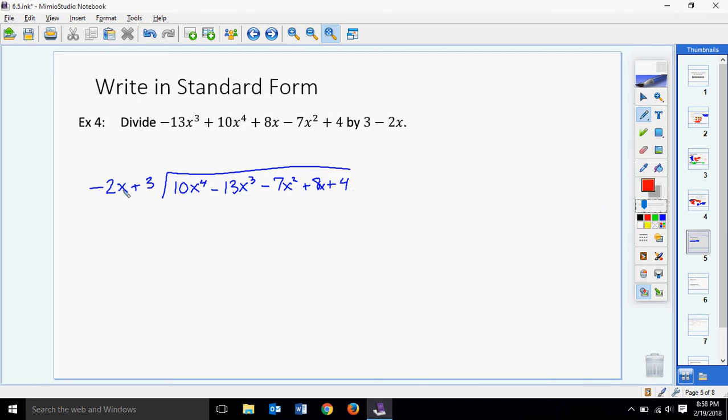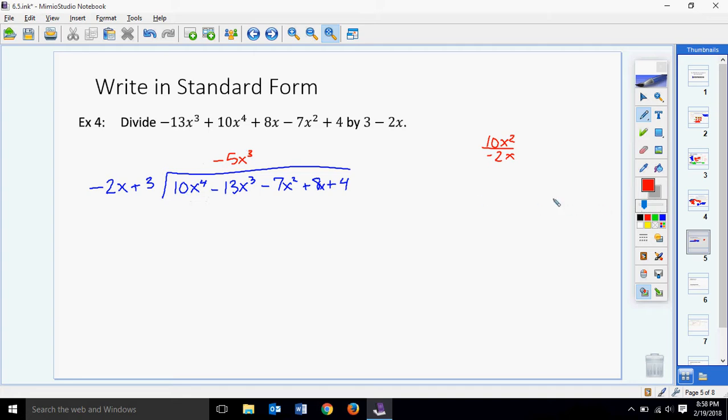Remember, the first thing we do is ask, how many times does negative 2x go into 10x to the 4th? The other way to think about it is, what do you need to multiply the negative 2x by to give you 10x to the 4th? In other words, what's 10x to the 4th divided by negative 2x? Well, that answer would be negative 5x cubed. Notice how I'm putting that in above the x cubed spot. Okay, I didn't put it above the 10x to the 4th.